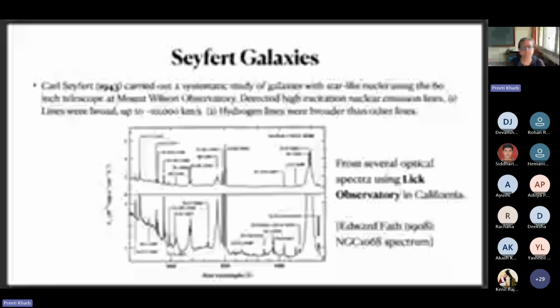Some lines also have broad bases under them, not all lines, but some. These broad bases correspond to gas velocities of several thousand kilometers per second, up to 10,000 kilometers per second in some cases. So this is the start of the study of active galaxies.